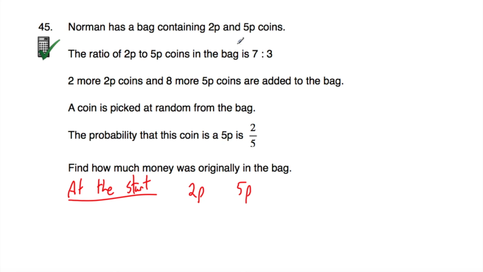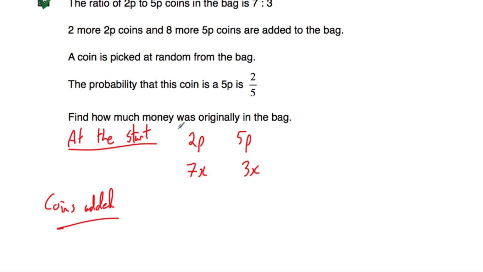So what I'm going to do is let the number of 2p's be 7x, and let the number of 5p's be 3x. Because we know there's going to be 7 times a number and 3 times a number. It could be 7 times 1 and 3 times 1, that's 7 and 3. It could be 7 times 2 and 3 times 2, so that'll be 14 and 6, and so on. Okay, so we've just let it be 7x and 3x in terms of the number of 2p's and 5p's in the bag to begin with.